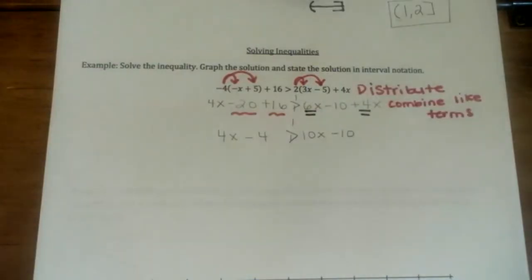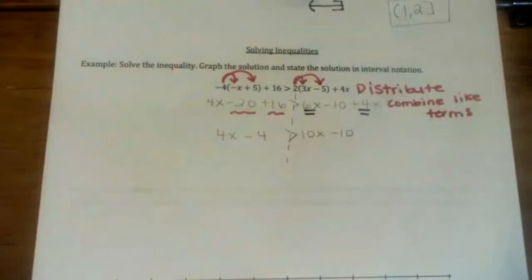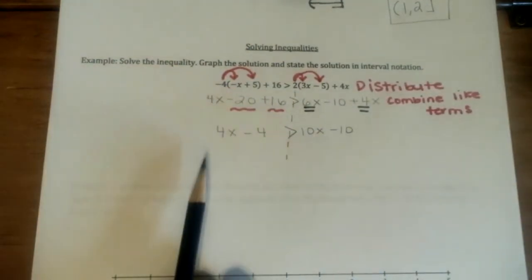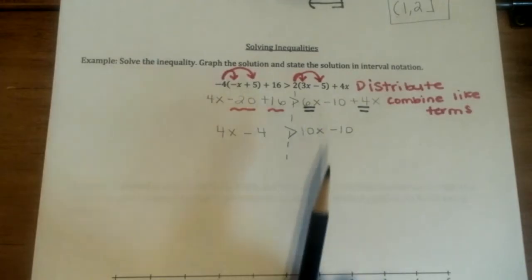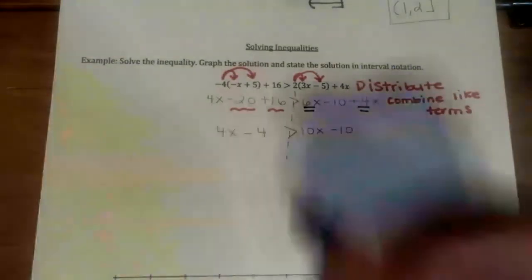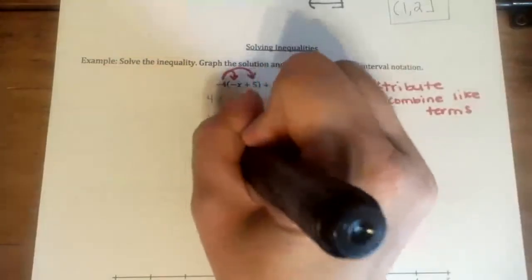So looking better. So we have 4x minus 4 is greater than 10x minus 10. Now that we have our like terms combined on each side, let's get our x's together. Let's move this 10x to the other side of the equation with the 4x. Because we're moving to the other side of the equation, now is when you do the opposite. The opposite of positive 10x would be negative 10x. So we can subtract 10x from both sides of the equation.